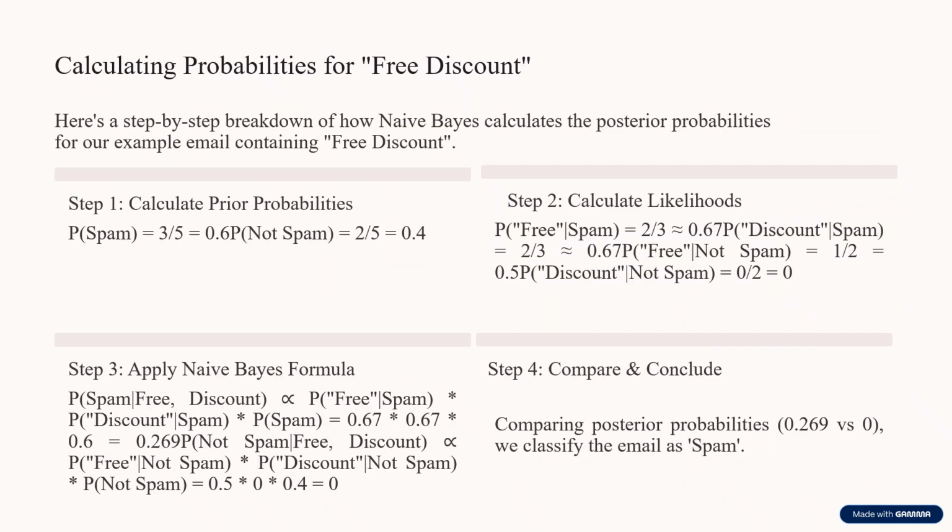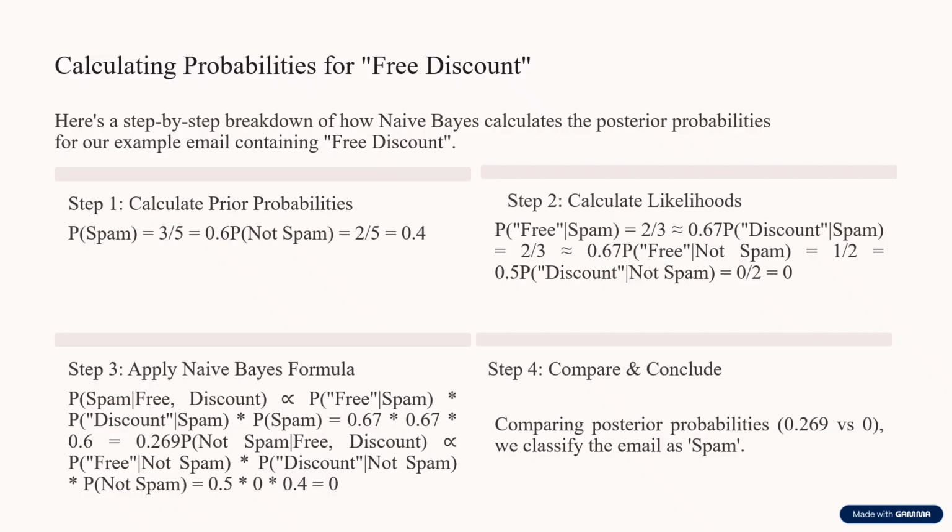We have created the table, and next we are going to calculate the probabilities for "free discount". Step one is calculating the prior probabilities. Step two is calculating the likelihood probabilities. The third one is applying the naive Bayes formula. And the fourth one, we are going to compare and conclude whether the prediction we made is right or wrong. Step one is calculating the prior probabilities.